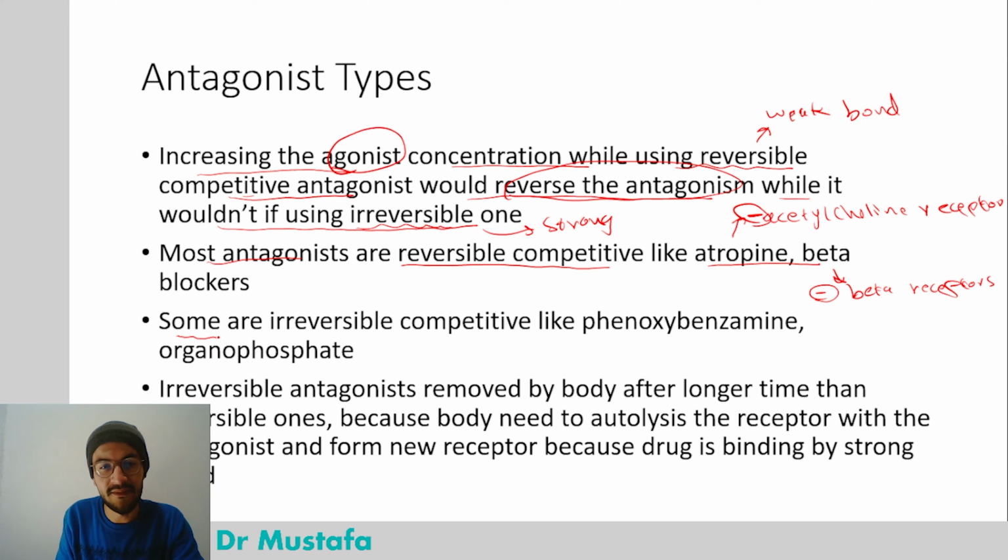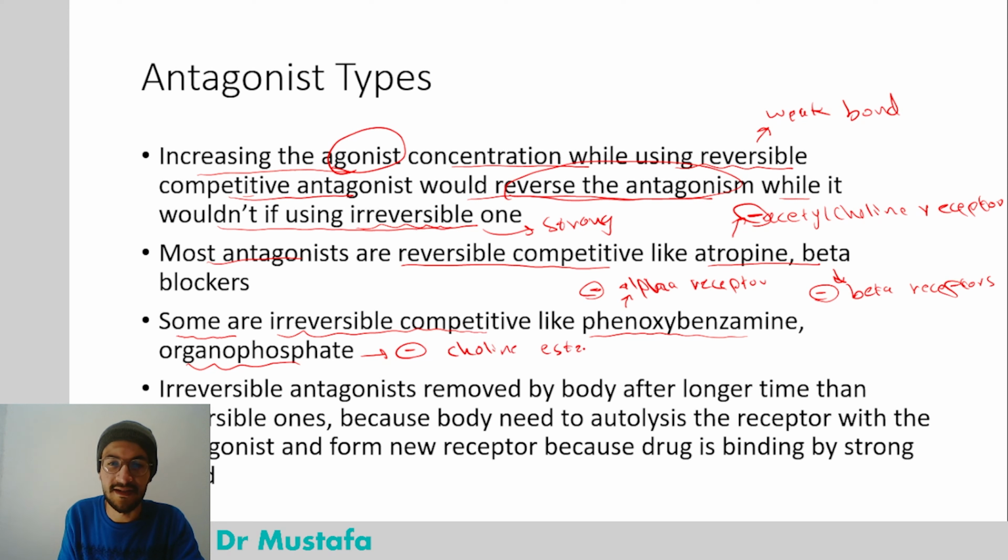Now some antagonists are irreversible competitive, like phenoxybenzamine, which is an irreversible competitive antagonist of the alpha receptor, and the organophosphate, which is an irreversible competitive antagonist of the cholinesterase enzyme.